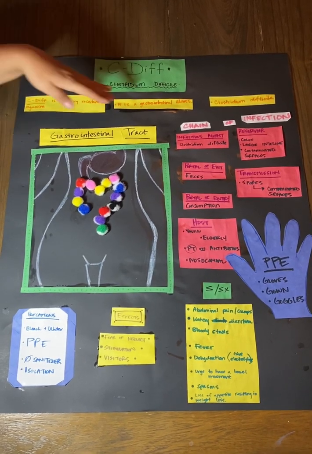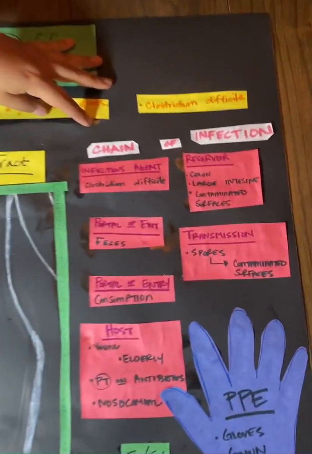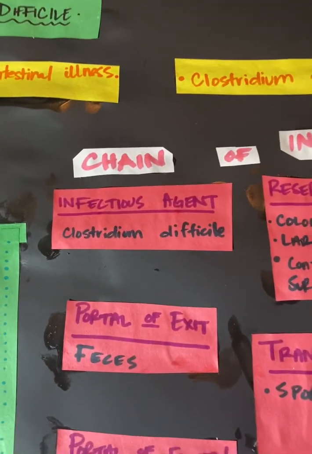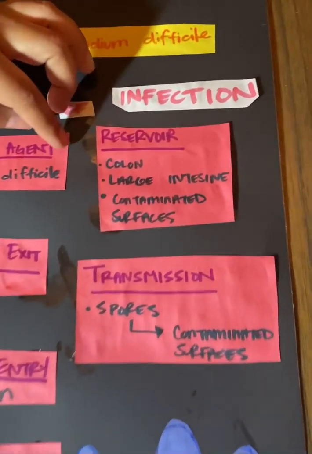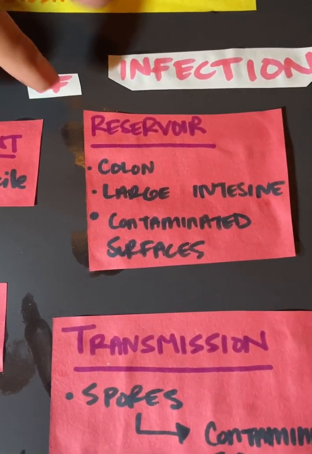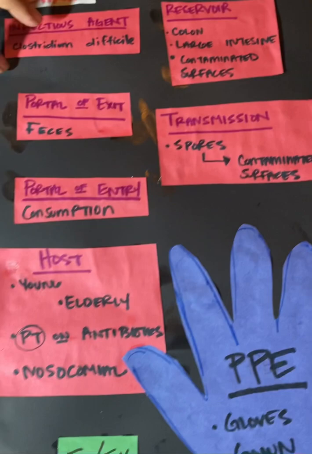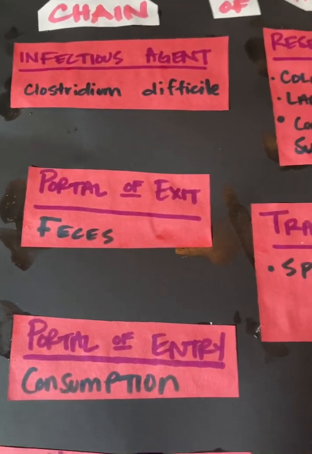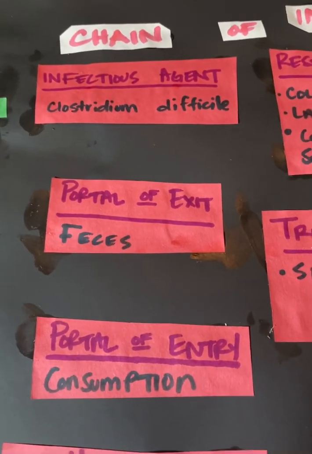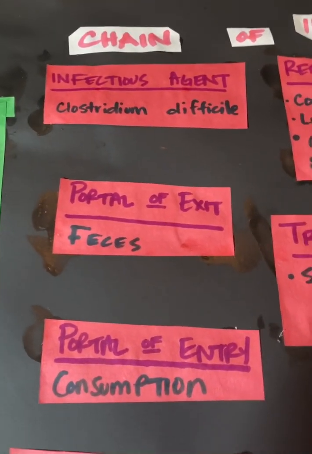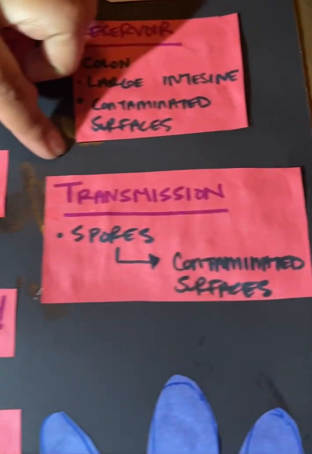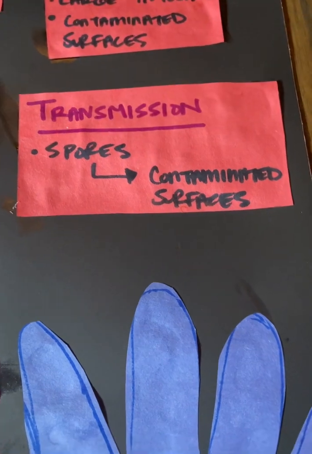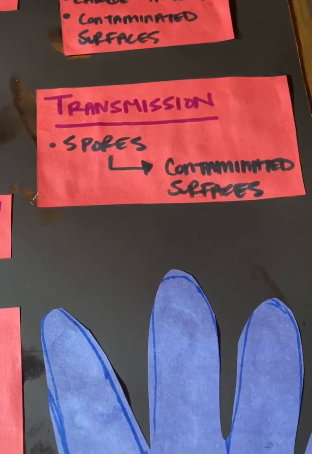We'll look at the chain of infection. The infectious agent is the Clostridium difficile. The reservoir is the colon. It lives and spreads in the large intestine. The portal of exit is actually feces. A sign or symptom will be explosive diarrhea. And when that happens, the spores are how we have transmission, because the spores contaminate surfaces like bedpans, floors.